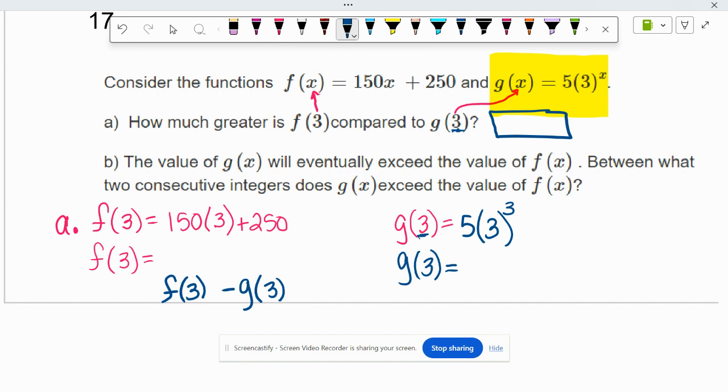Are we ready to do B? Yes, we're good? This and this. You do this minus this. What'd you get for this? When you multiply this, what'd you get? You have to say, this says 150 times 3 plus 250. So write that number down where it says f of 3.